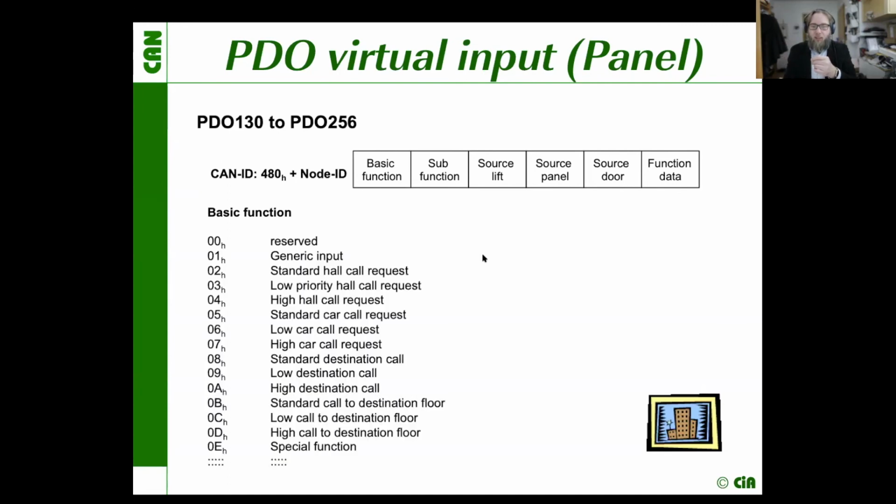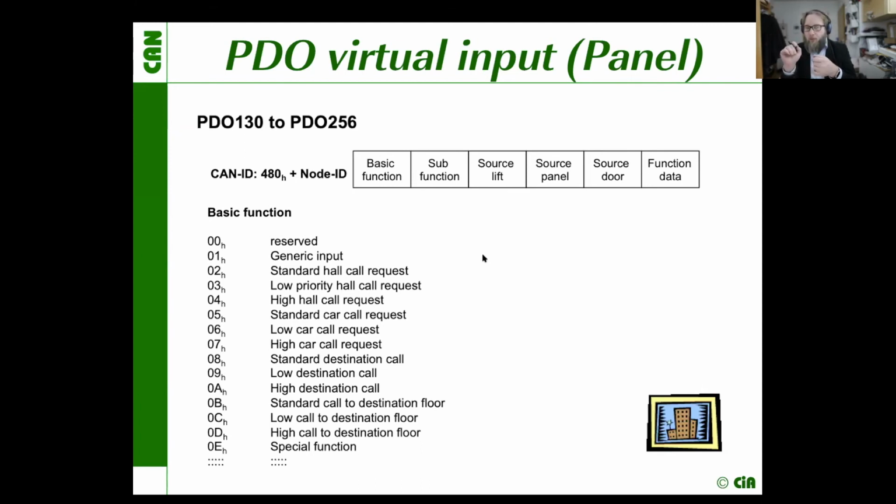It tells us, is it a standard call request? Like if it's an output panel where I just have this single button, which tells the system, when I push this button, that I want to receive the car on this floor. So this little button tells the system it's a standard call request.